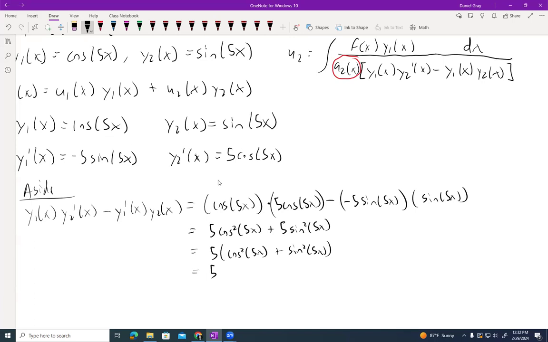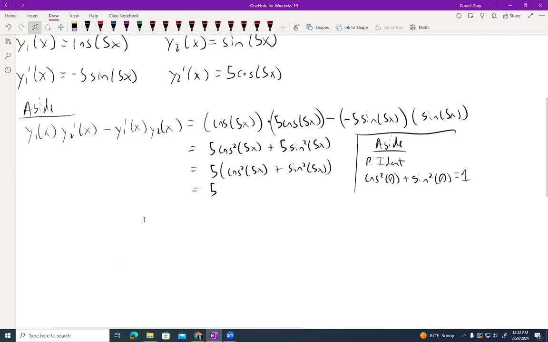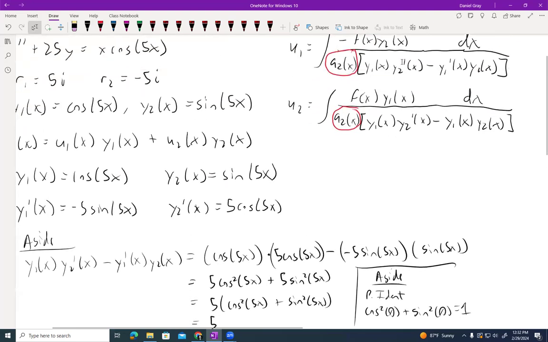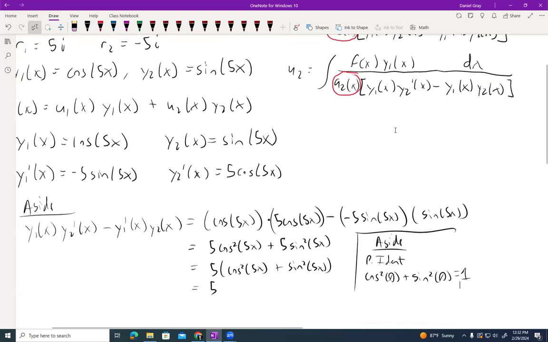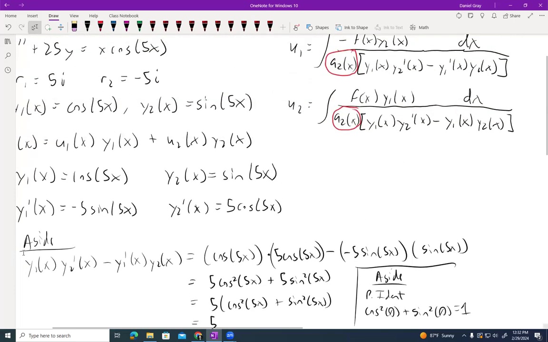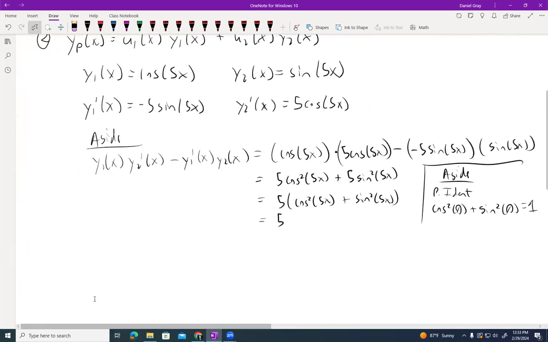Okay, so what is our Pythagorean identity? Well, maybe I'll do a little aside over here. Okay, so Pythagorean identity. I'll just say p-ident. Okay, that's cosine squared of theta plus sine squared of theta is always equal to 1 for any theta that we plug in. Okay. All right, so that's going to be what's in my denominator right over there. So my a2 of x is 1, and then I have that this is just going to be 5 over there. So that makes my u1 and my u2 formulas just a little bit nicer. Okay. All right, let's kind of scroll over a little bit here.